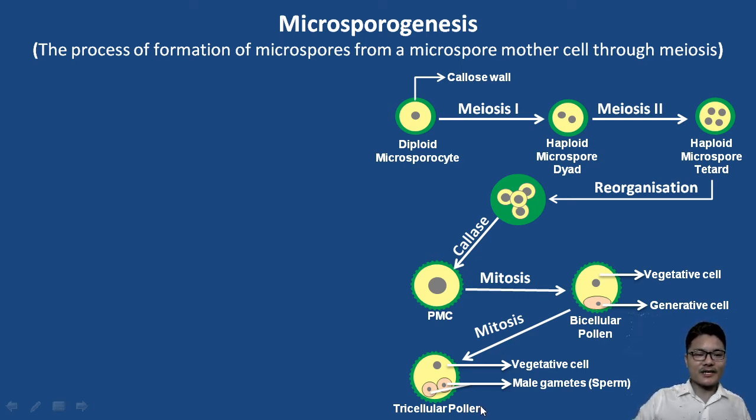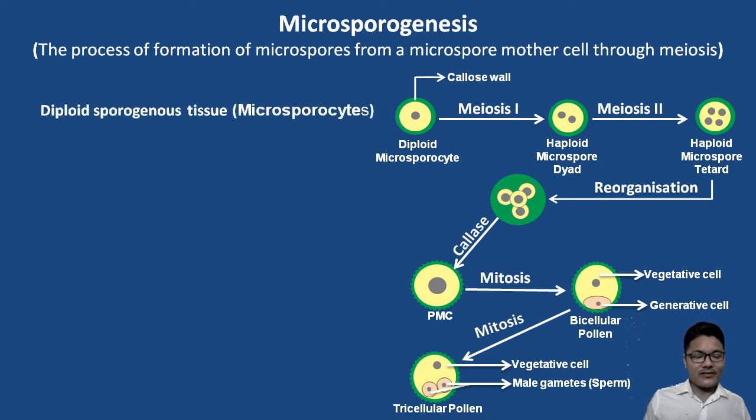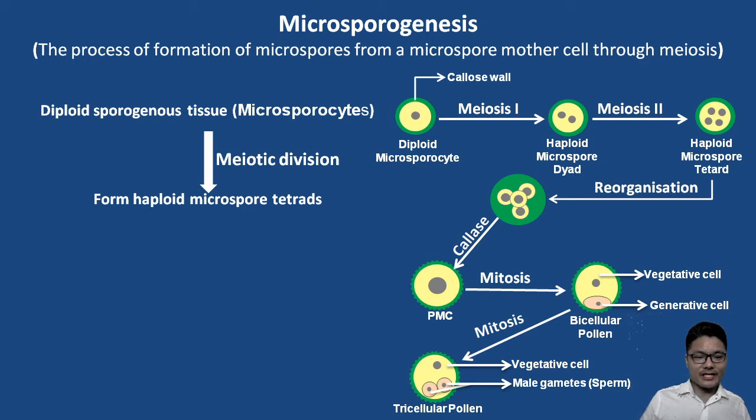So let's summarize all these events. First, we have diploid sporogenous tissue, constituted by microsporocytes, which will undergo meiotic division and form the haploid microspore tetrad, which is shown here. And later there is reorganization and digestion of the callose wall by the callase enzyme. Callase enzyme is released by the tapetum. So all these are happening inside the tapetum.